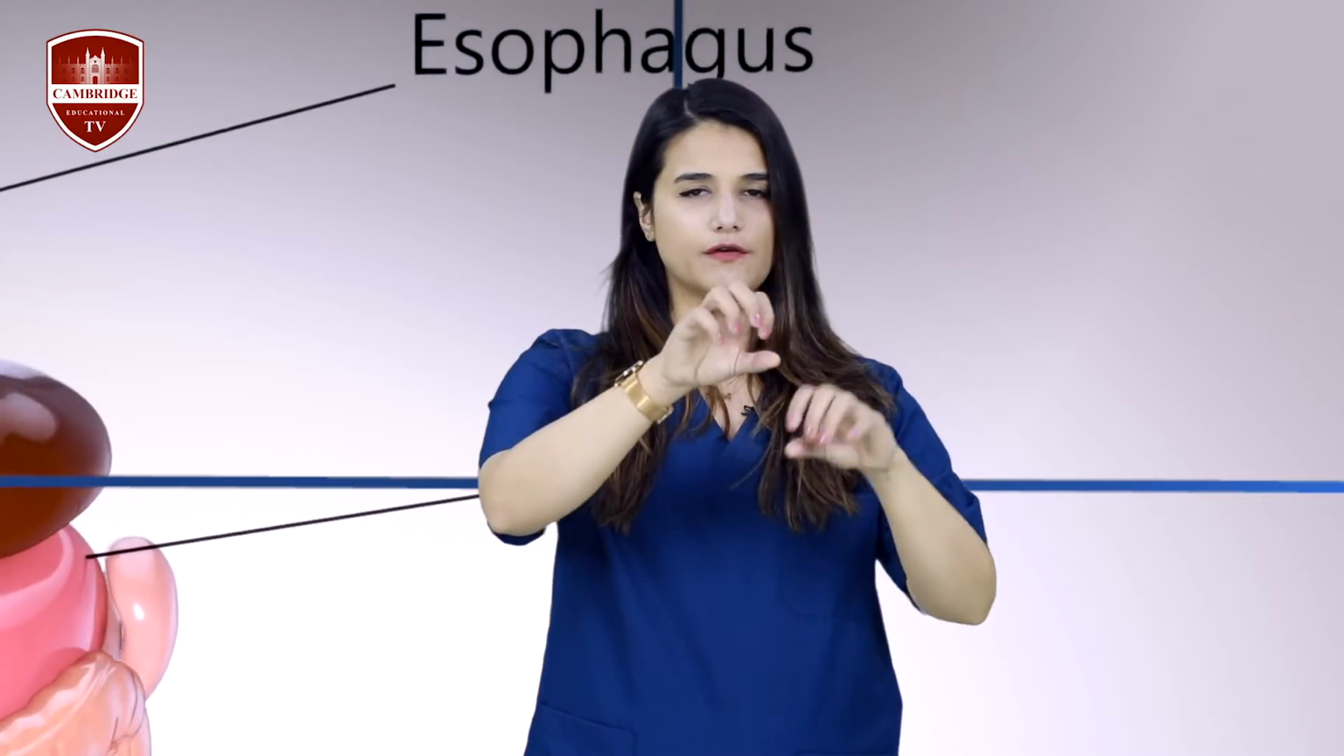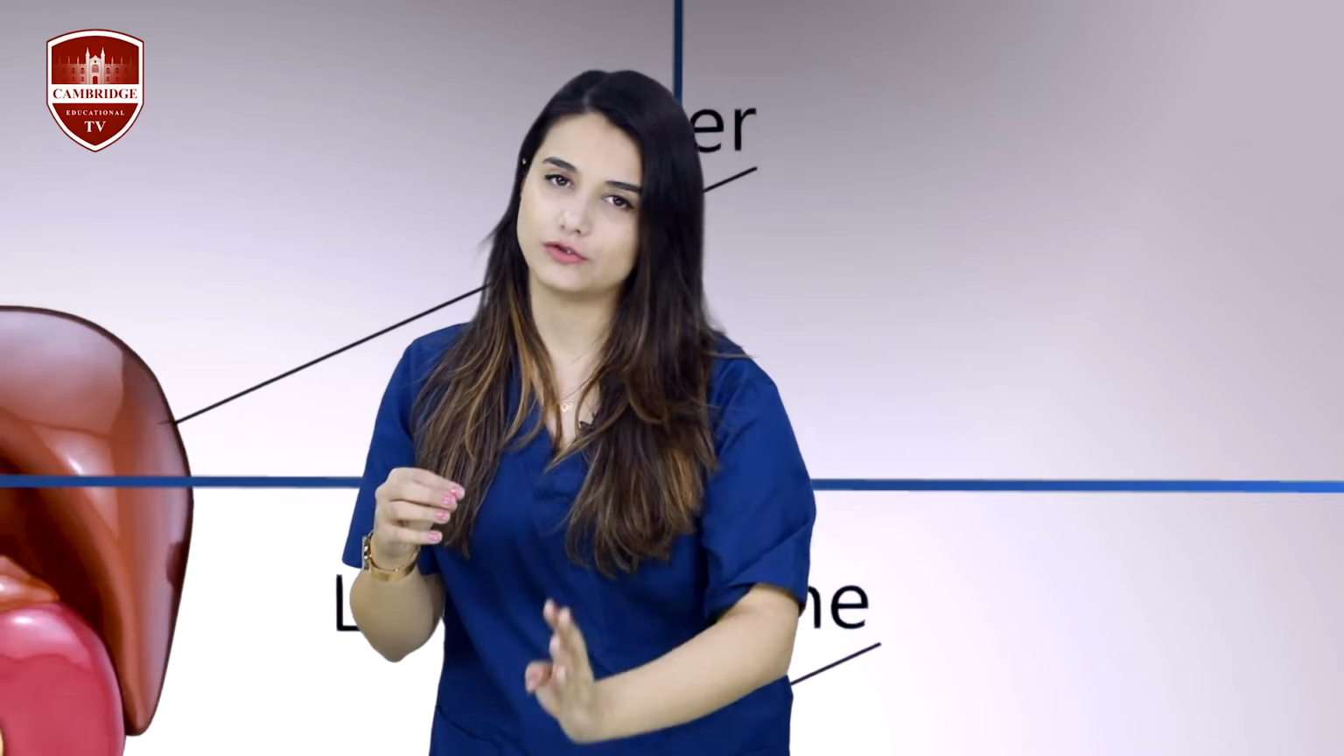Later on, after the mouth, we have something called the esophagus. The esophagus is basically just a tube from the mouth to the stomach, to transfer the food from the mouth to the stomach. There is a misconception about the esophagus and the trachea.